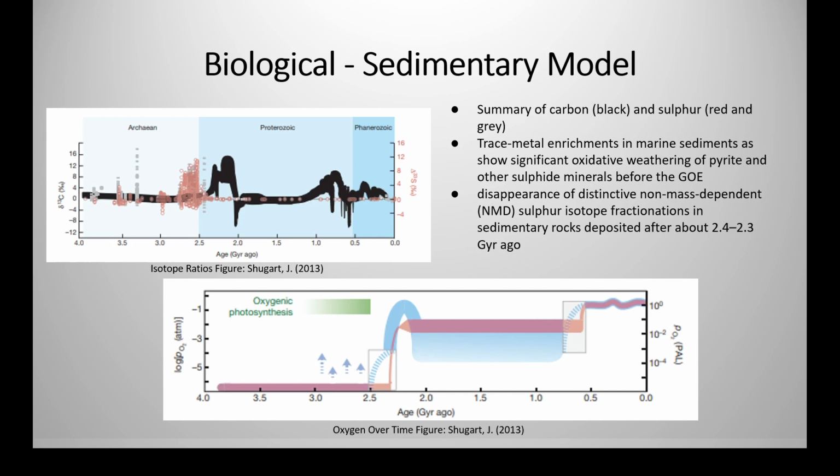We're finding a lot of trace metal enrichment in marine sediments, as shown by a significant oxidative weathering of pyrite and sulfide minerals before the GOE. So before the GOE, we're finding a ton of these banded iron formations. Although after the GOE, we're finding a disappearance of distinct non-mass dependent sulfur isotopes. This is done by testing the sedimentary rocks after 2.4, 2.3 billion years ago, and then we find this non-existence of this specific isotope.